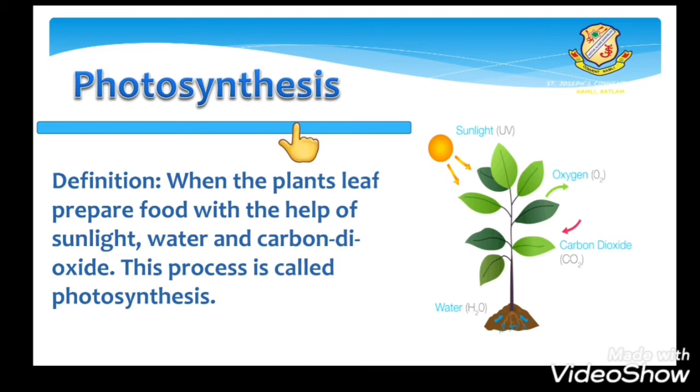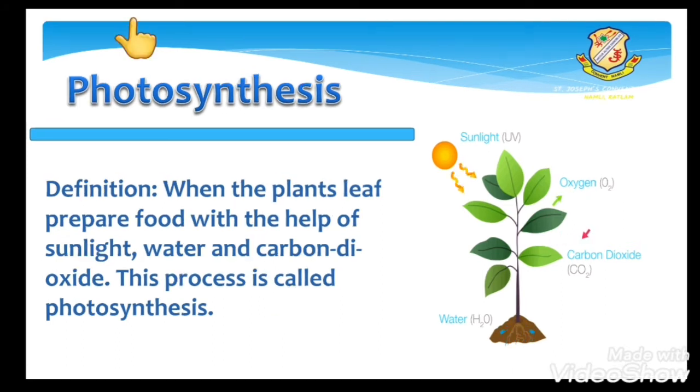So now we will come to the definition. When the plant's leaves prepare food with the help of sunlight, water and carbon dioxide, this process is called photosynthesis. In this definition, it is said that when sunlight, water and carbon dioxide, the three components, combine together, this combination forms the food of the plant. The food of the plant is formed in the form of glucose.